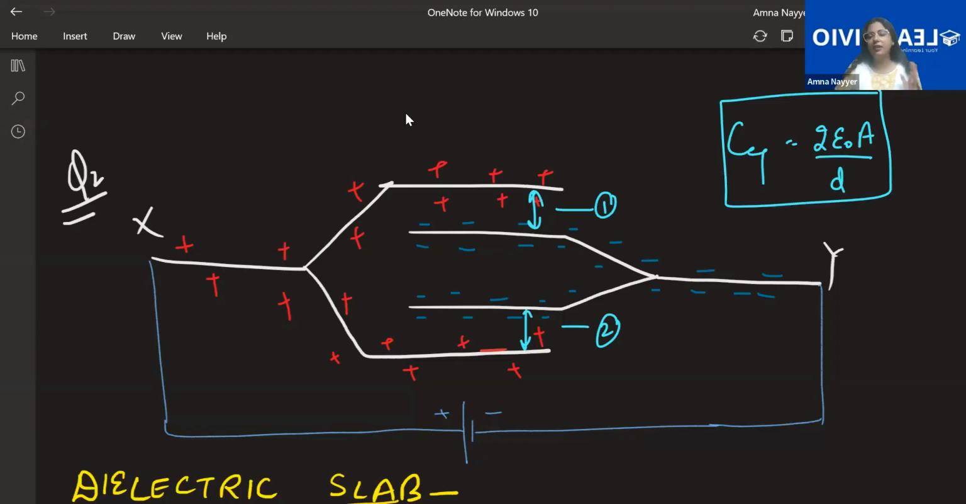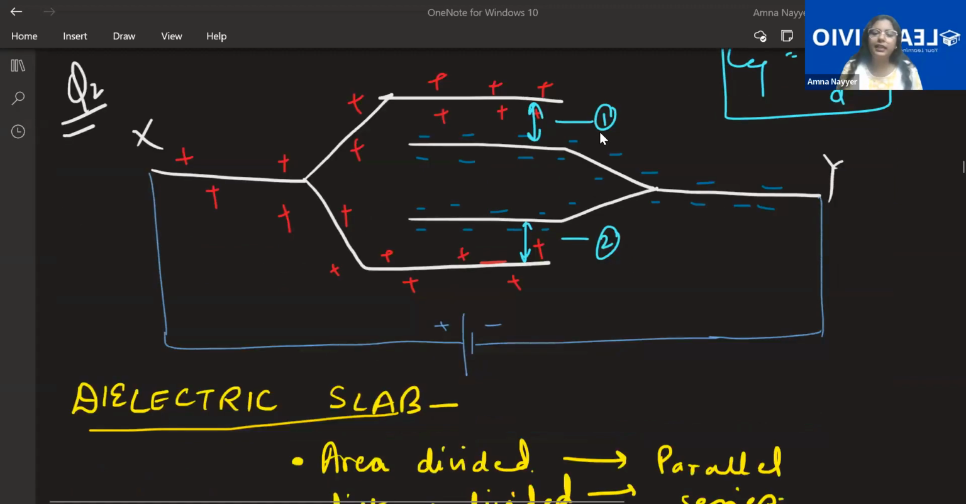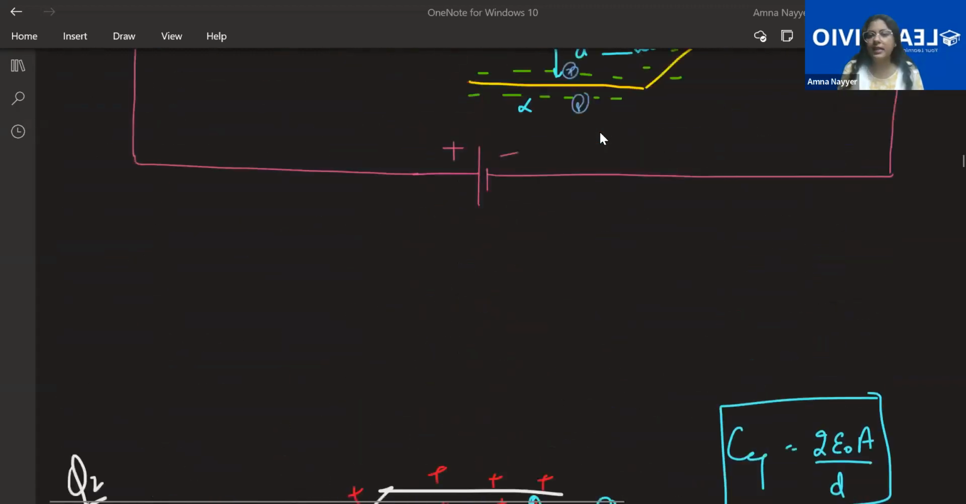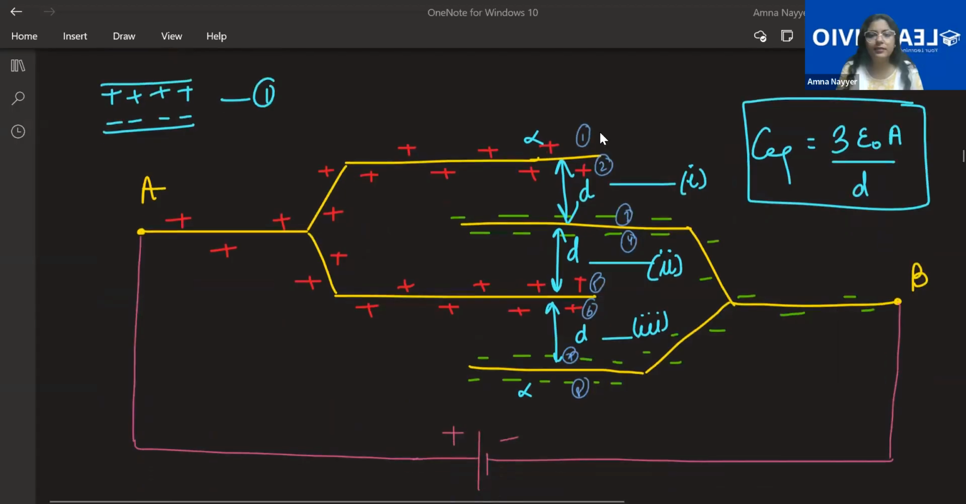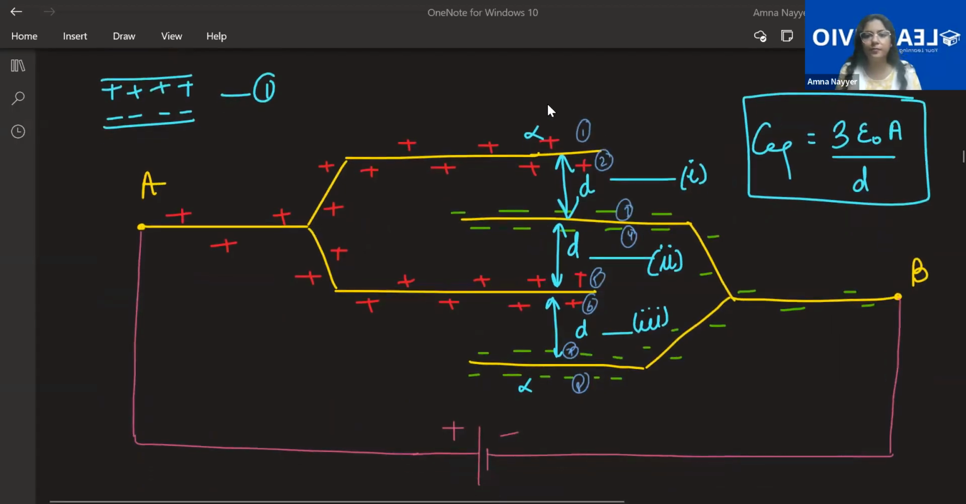This is how you have to identify the number of capacitors and just multiply it with epsilon naught A by d. Is that clear to others also? Marwa, Kausar? Yes. Yes, ma'am. Okay, then write these two. There is one more case regarding the slab that I'll discuss. But first, write down these.